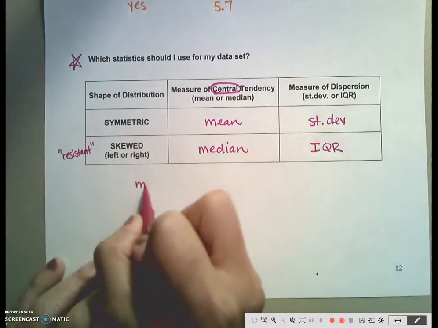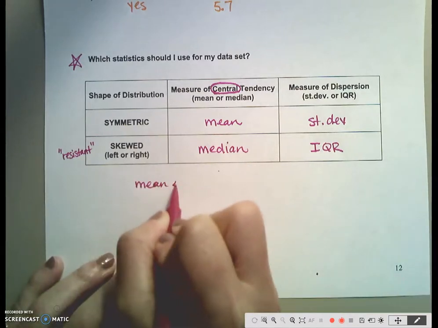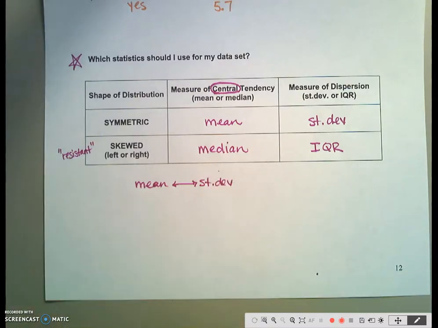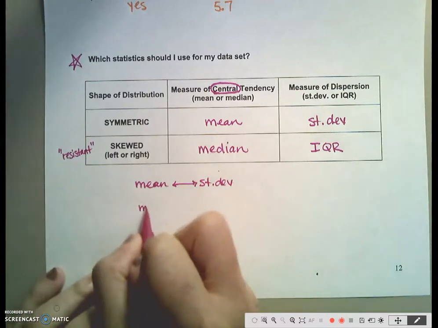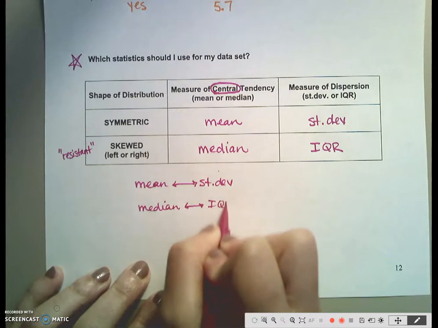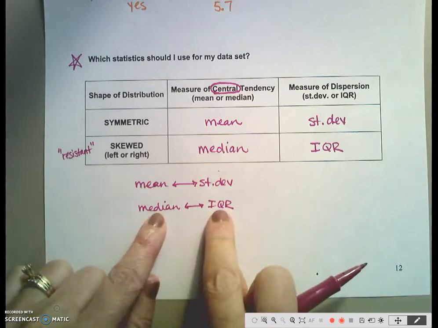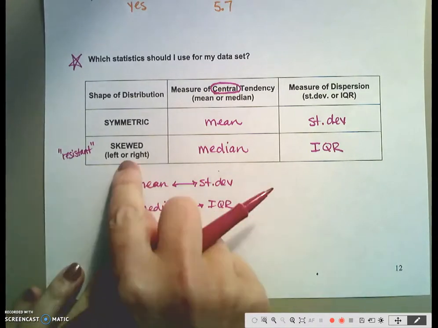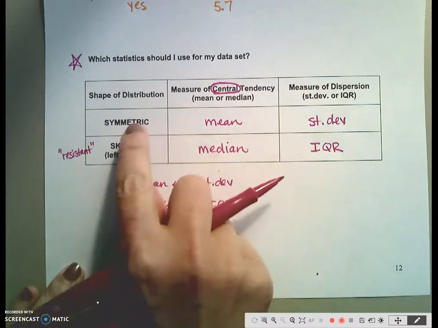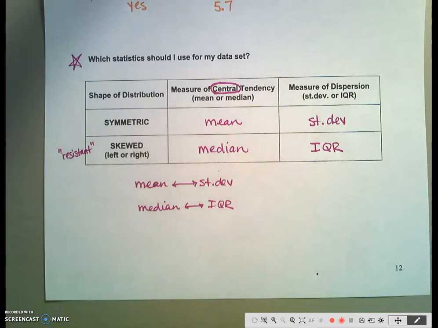So mean and standard deviation are a pair. They always go together. If you calculate mean, you should be calculating standard deviation. Median and IQR are a married pair. If you do one, you should be calculating the other. If your data is weird and skewed, use median and IQR. If your data is nice and symmetric, use the mean and the standard deviation. And you've got to know this table.